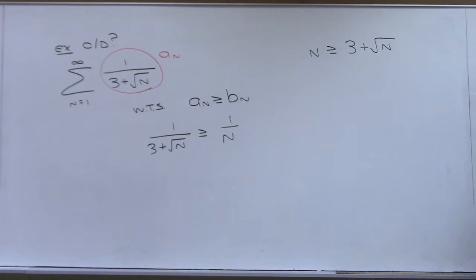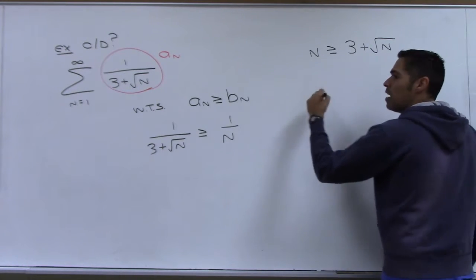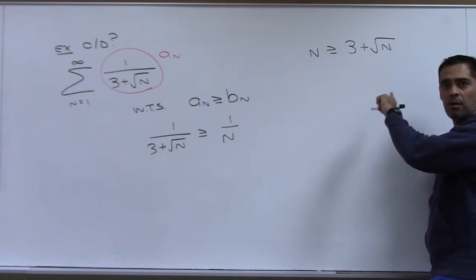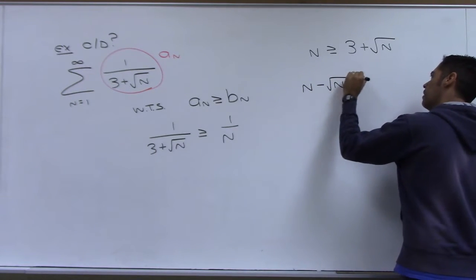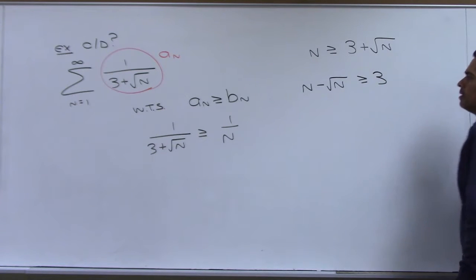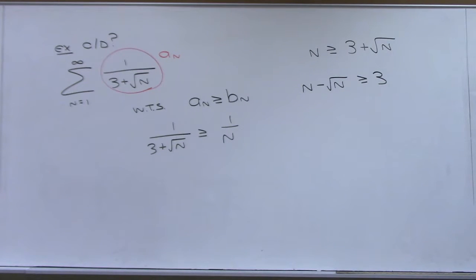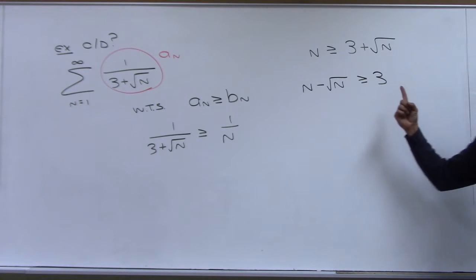Let's try and get all the n's on one side. This is where I said the algebra can be a little bit tricky. That's why I wanted to do this one. N minus root n bigger than or equal to 3. Do you think that that's always true? Is it always true? It's not true for 1, right?